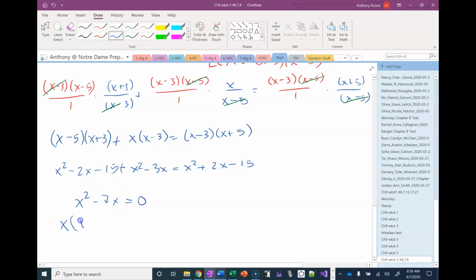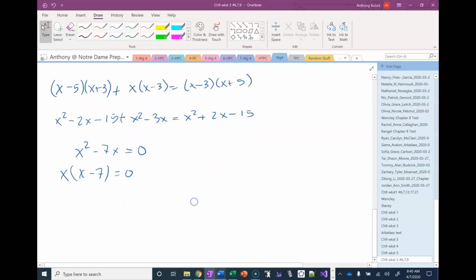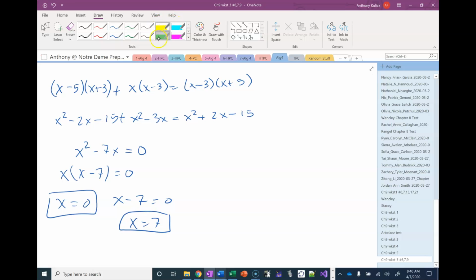So if I factor that, I can just take out a greatest common factor of x. And when I set each of these equal to 0, I get x equals 0. And then if I add 7 to both sides, I get x equals 7. But I do need to make sure I go back and check.